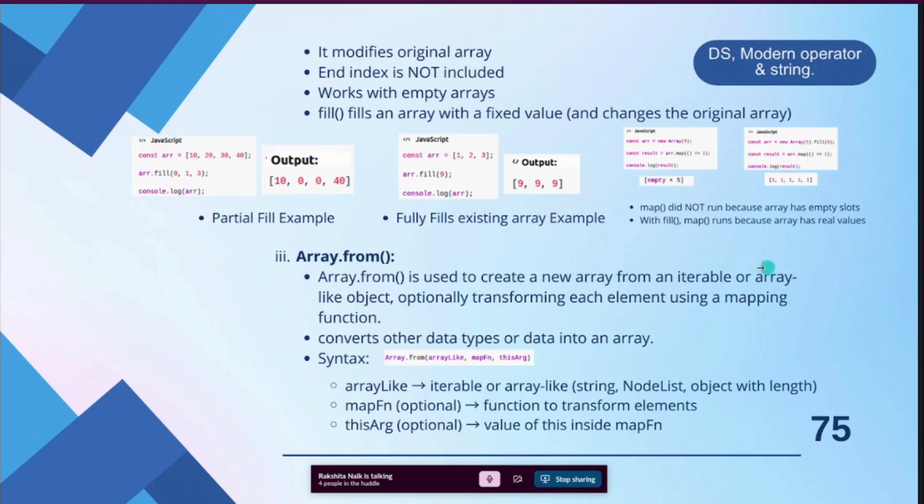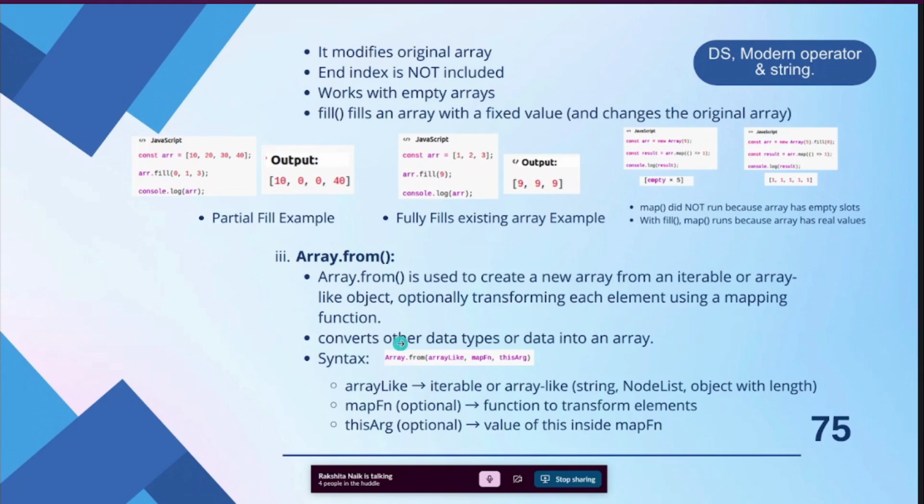So next, moving on to creating an array with Array.from. Array.from is used to create a new array from an iterable or array-like object, optionally transforming each element using a mapping function. So it converts other data types into an array.